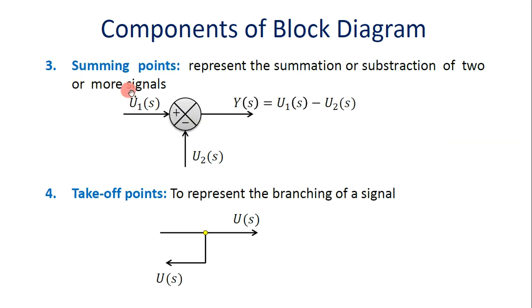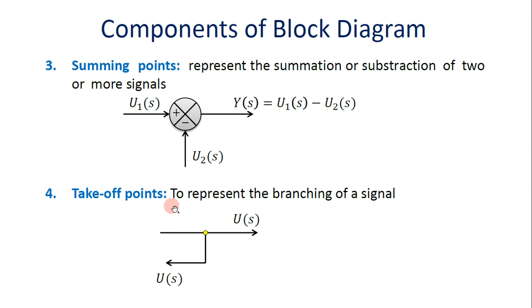And summing point. These summing points are used for summation or subtraction of two or more signals. This is an example of a summing point. We can give n number of inputs to the summing point, but we can take only one output. If U1 of s is the first input and U2 of s is the second input, finally Y of s is equal to U1 of s minus U2 of s. If the sign is positive here, then it will be U1 of s plus U2 of s.